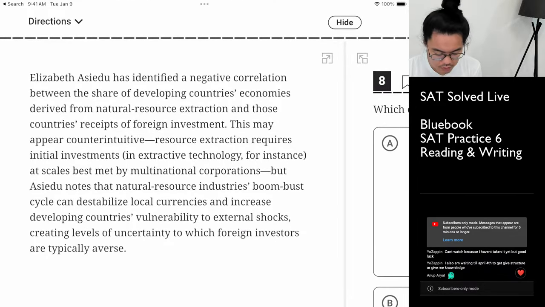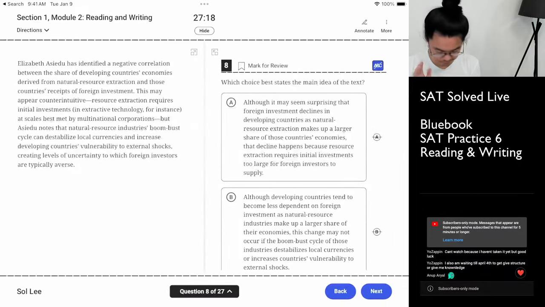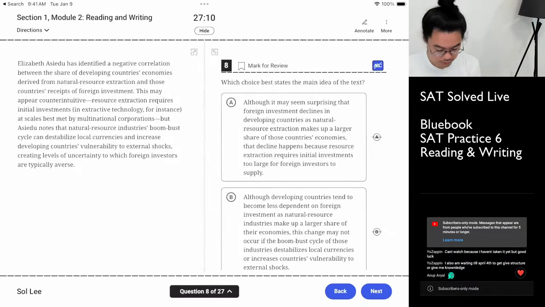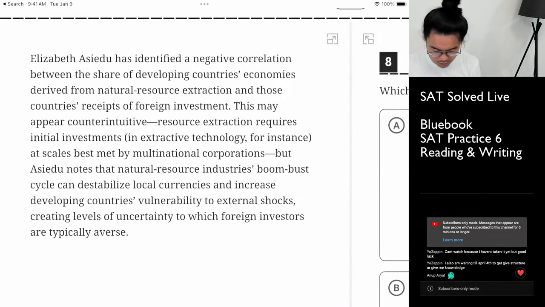ASCDU has identified a negative correlation between the share of developing countries' economies. I just zoned out. Bro, this is not healthy. All right. Oh my God. Why does College Board do that? There's no reason for it. I don't get it. It just does it randomly. Like right now. What is that? Where is that coming from?